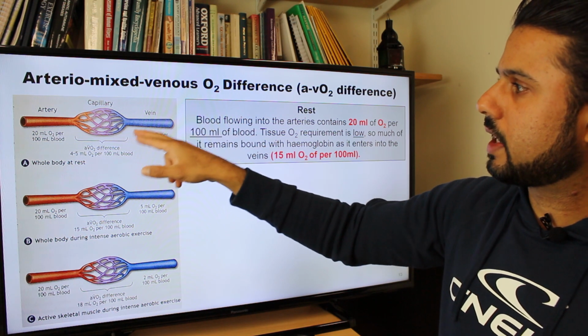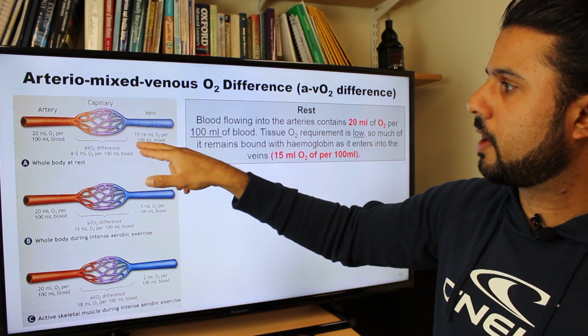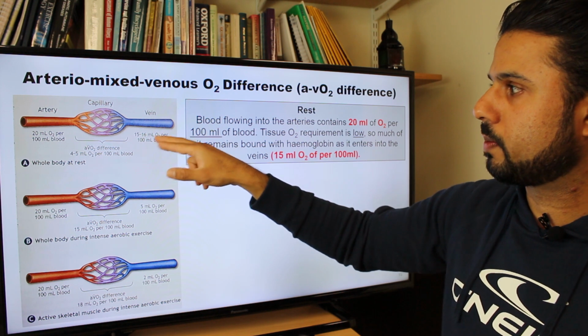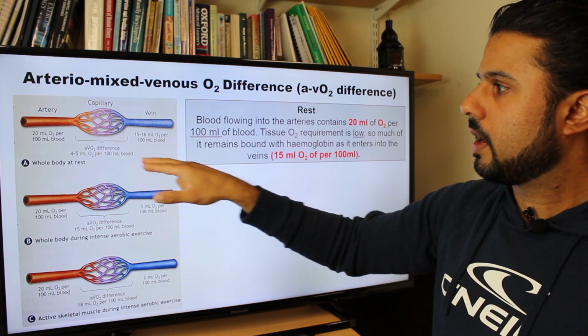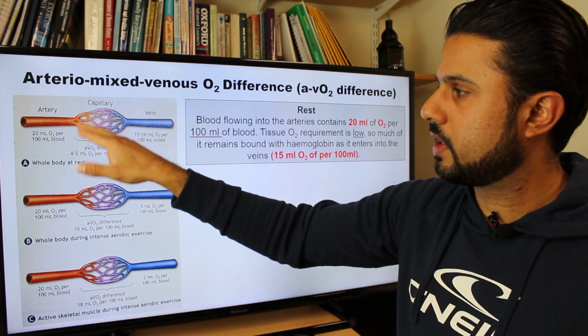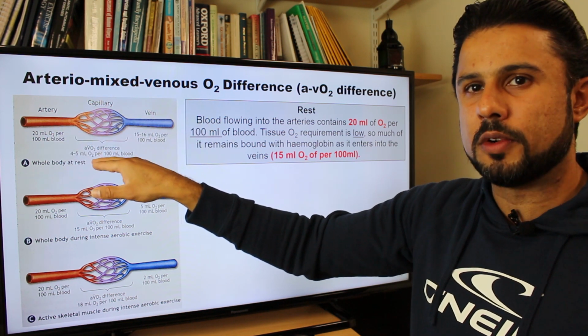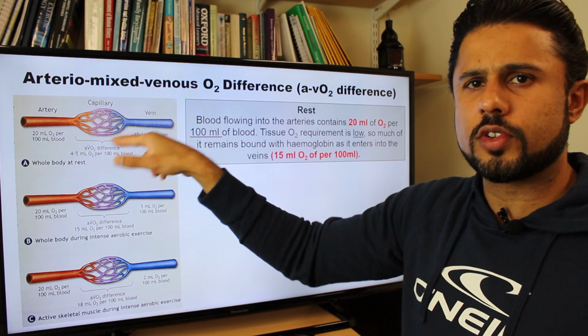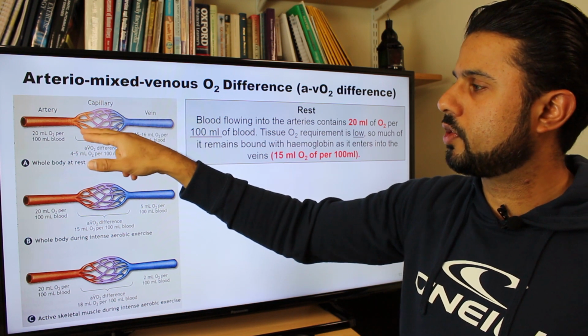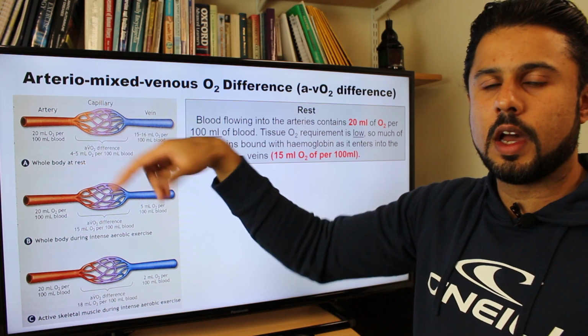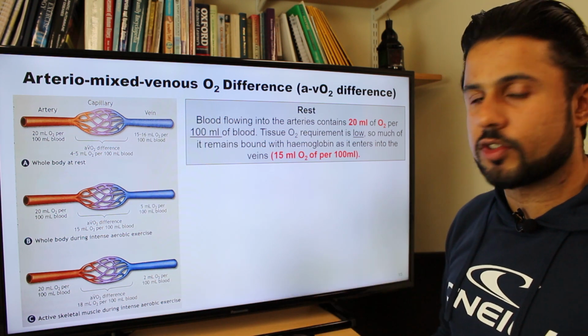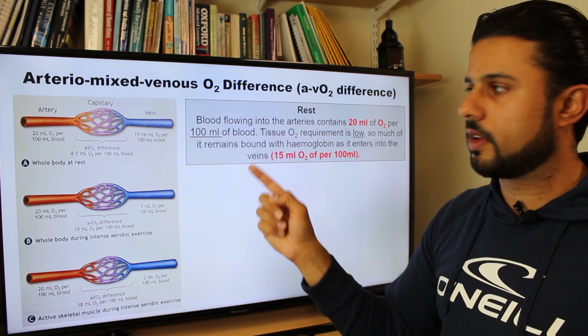If we were to then take a measurement at the vein, we'd see about 15 to 16 mils of oxygen per that same quantity of blood. And the arterial venous difference, so the difference in oxygen in the artery and the vein, is about 5 mil. That's not such heavy usage. Okay, so most of the oxygen that entered into the capillary with the hemoglobin is still attached to the hemoglobin as it goes back to the vein.